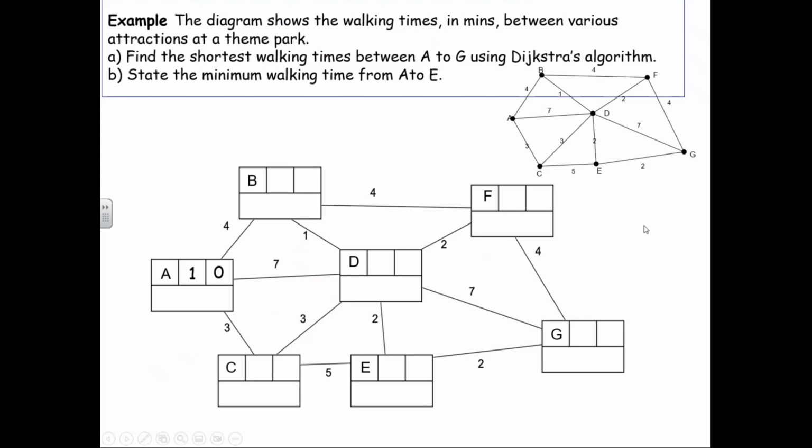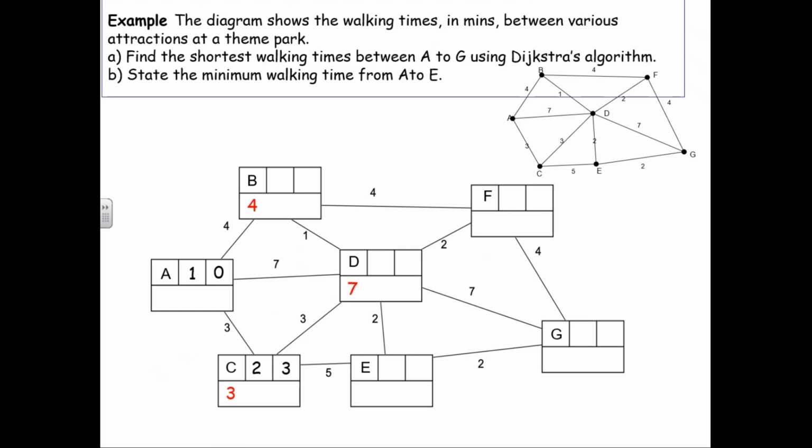First off, label up A with a 1 and a 0. First box is always labeled up with a 1 and a 0. Then everything attached to A, put something in the working values. So B, D, and C, put 4, 7, and 3 in respectively. Choose the smallest out of those to label up second. So C is getting labeled up with a 2 and a 3 in that permanent label.